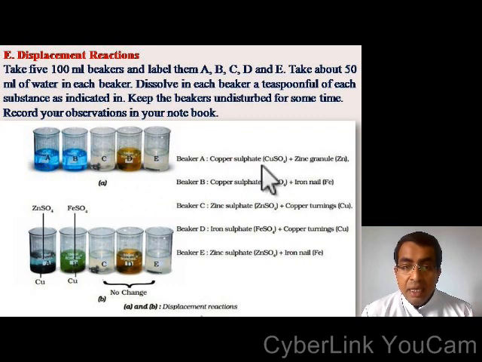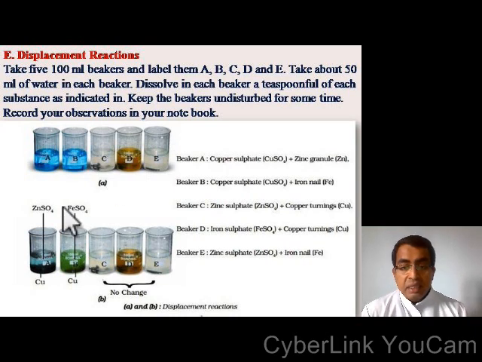Dissolve in each beaker a teaspoonful of each substance as indicated. In beaker A, we are adding copper sulfate and zinc granules. Beaker B, we are adding copper sulfate and iron nail. Beaker C, zinc sulfate and copper turnings. Beaker D, iron sulfate and copper turnings. Beaker E, zinc sulfate and iron nail. Keep the beakers undisturbed for some time. Record your observations. So what will happen?